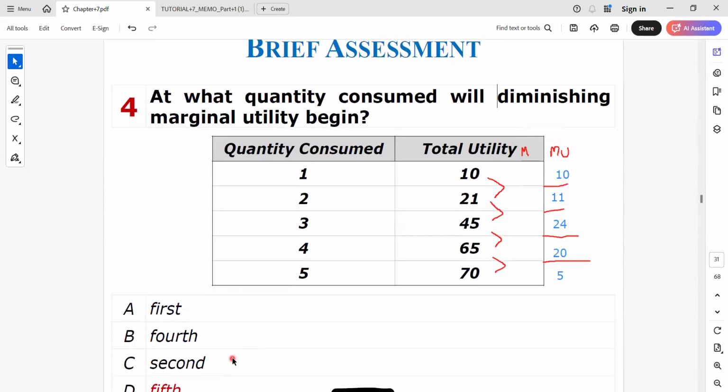So I was here, and then you can see now that when you consume your first quantity, your marginal utility is 10. Second, your marginal utility is 11. It is increasing. The third, your marginal utility is 24. It is increasing. The fourth, your marginal utility is 20. It's decreasing. And then they're asking at what quantity will diminishing marginal utility begin?